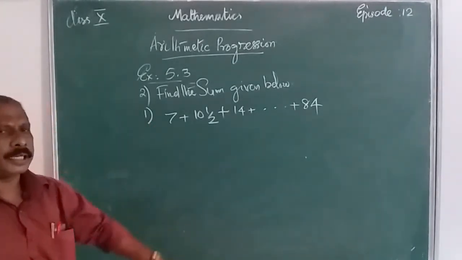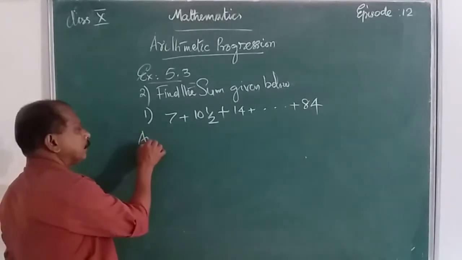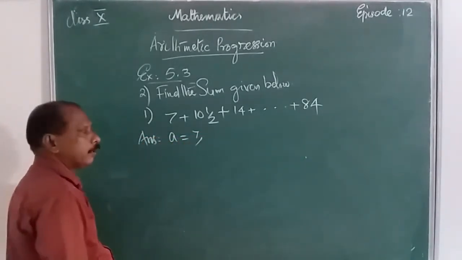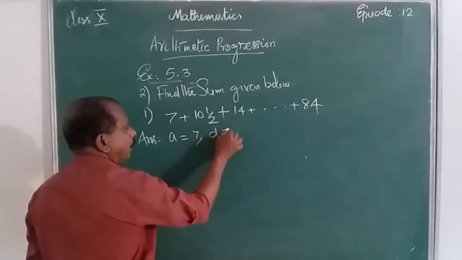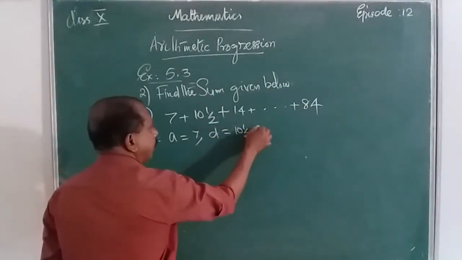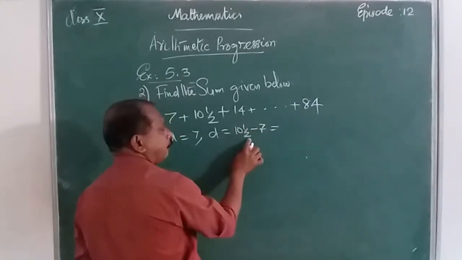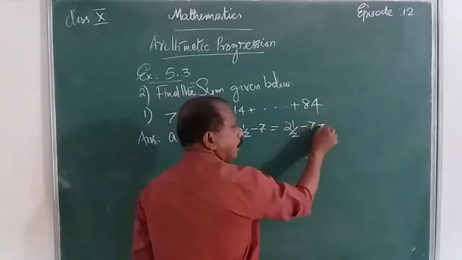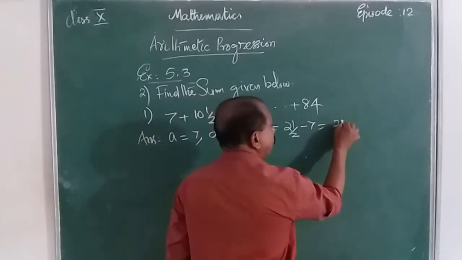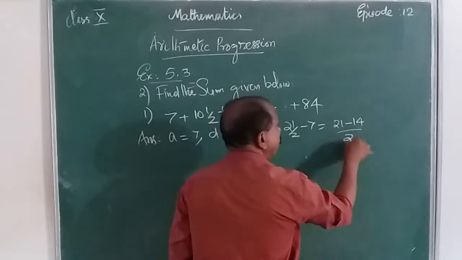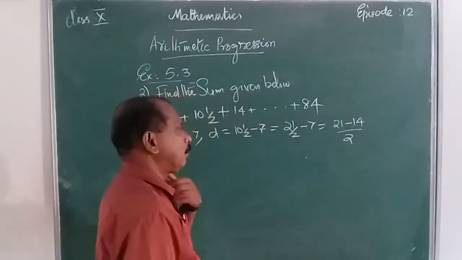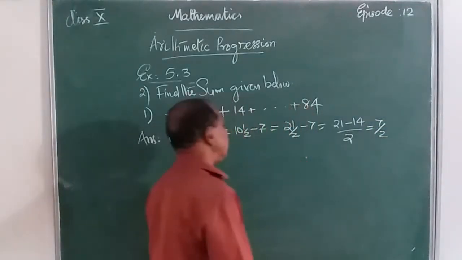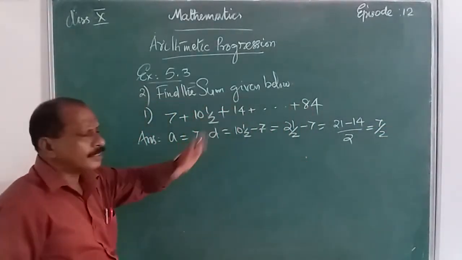Then what is the first thing? A is equal to 7. Then D is equal to 10 and a half minus 7. 10 and a half is 2 into 10, 20 plus 1 is 21 by 2 minus 7. We take 2 as LCM. That is 21 minus 14 by 2. 21 minus 14 is equal to 7 by 2. That is D.